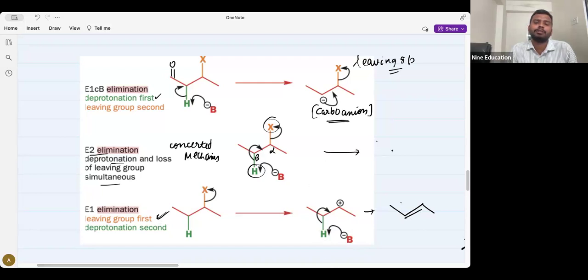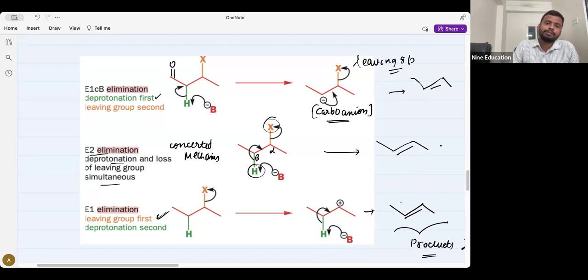Understand? In all these three cases, the products are the same. All the three cases, products are same. See, reactants are also the same. See this reactant, this reactant, this reactant, reactants are also the same.